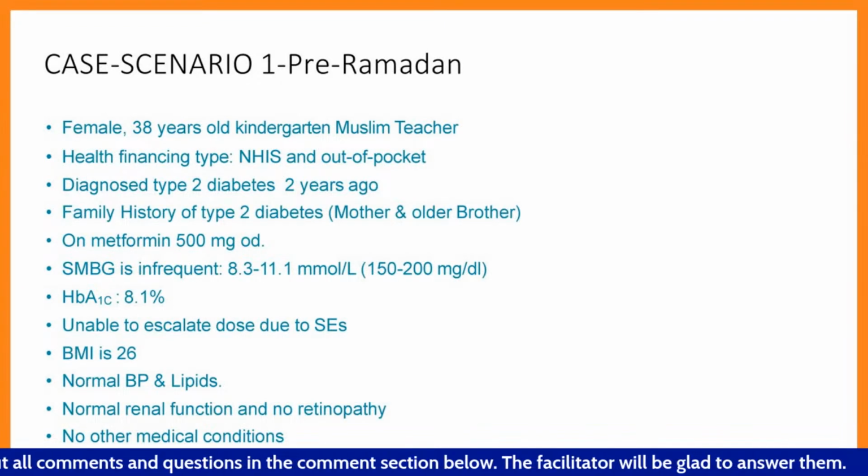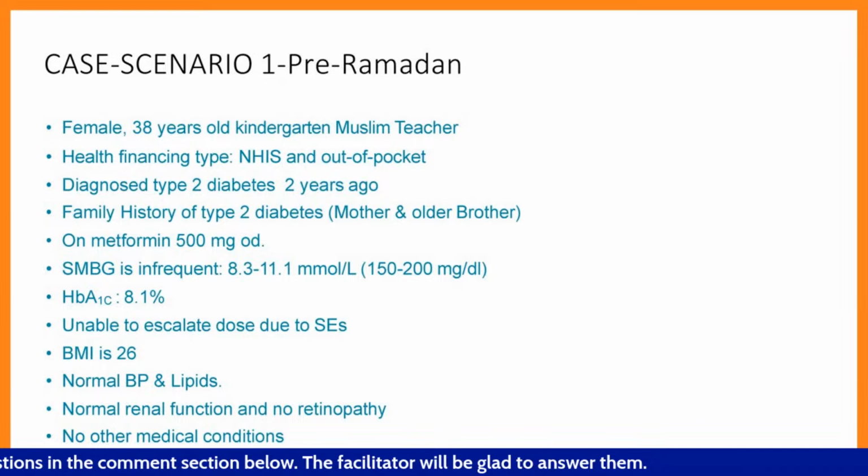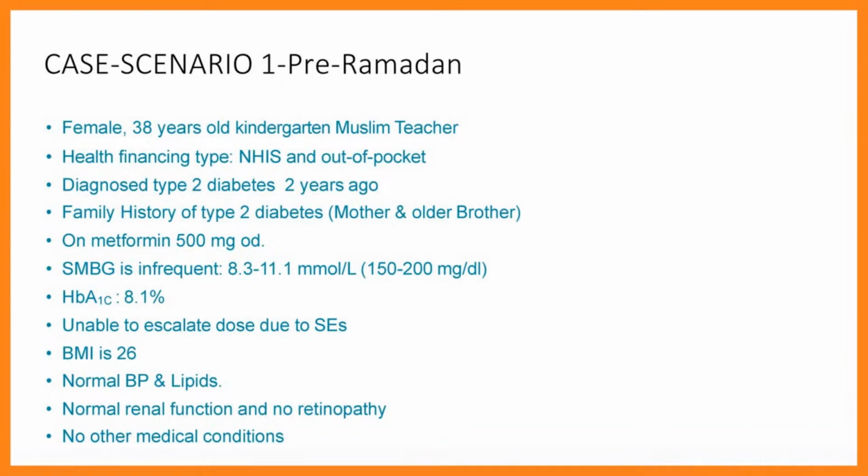So let's look at the first scenario. We're looking at pre-Ramadan. A 38-year-old kindergarten teacher, a Muslim teacher actually. What she uses to finance her health-related costs is the NHIS that a lot of people use, and out of pocket because it's not able to cover everything. She was diagnosed with type 2 diabetes years ago, has a family history of type 2 diabetes, and is on metformin 500 milligrams once a day. Look at the blood glucose checking.